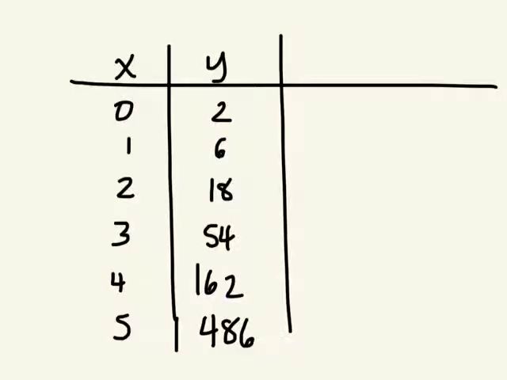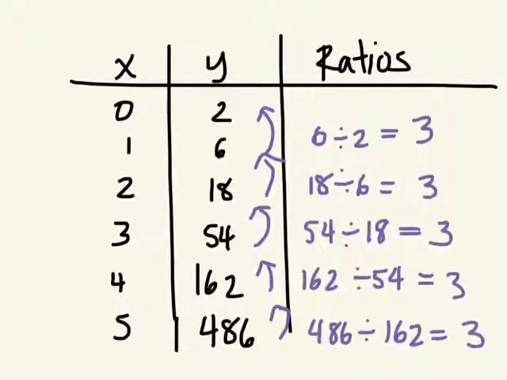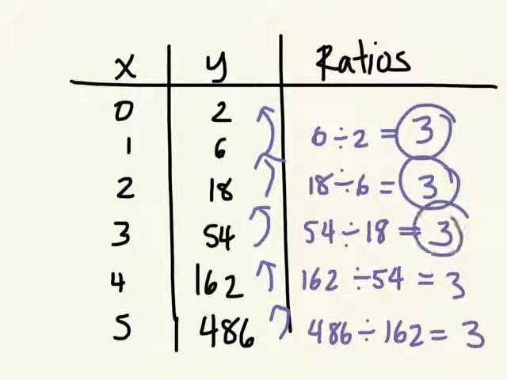I want you to tell me if this is going to be exponential. So you're looking to find the ratios of the consecutive y values. So the ratio of the first one, 6 divided by 2, and 18 divided by 6, and so on. Once we calculate all the ratios of the consecutive y values, the ratios are all the same, which means that if we were to graph this, this will be exponential, okay?